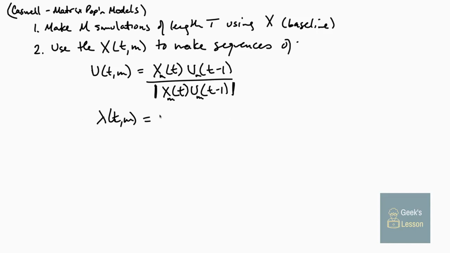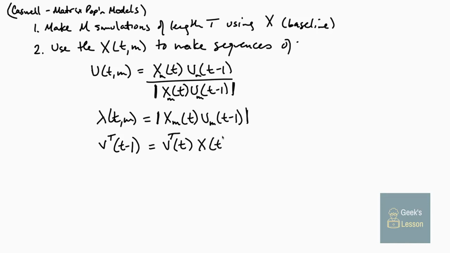So the single-step growth rate is going to be that norm from up here: the matrix at time t in simulation m times the stage structure at t minus 1. And you also need the other eigenvectors, which you get by multiplying v transpose at time t times X at time t, divided by their norm, v transpose at t times X at t.